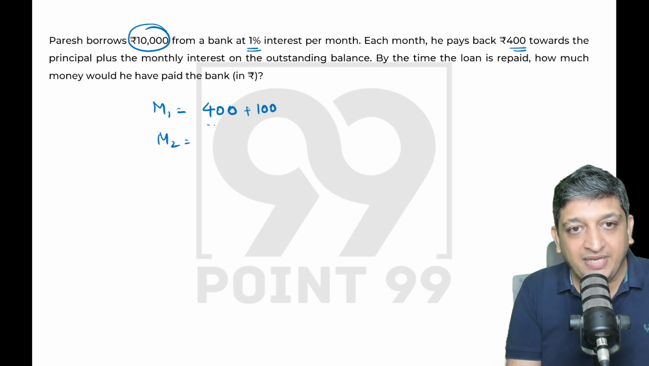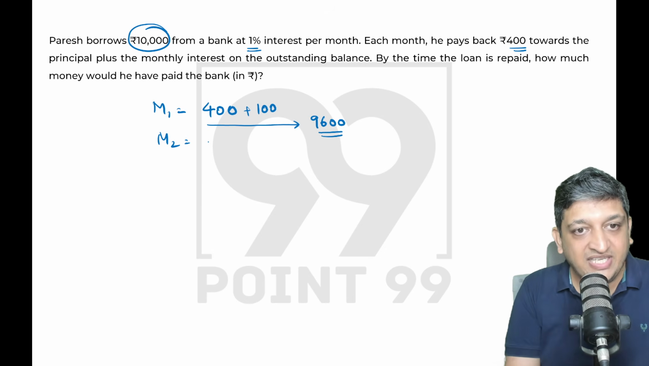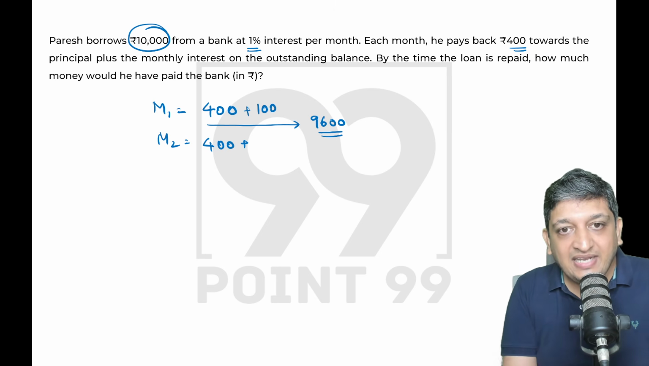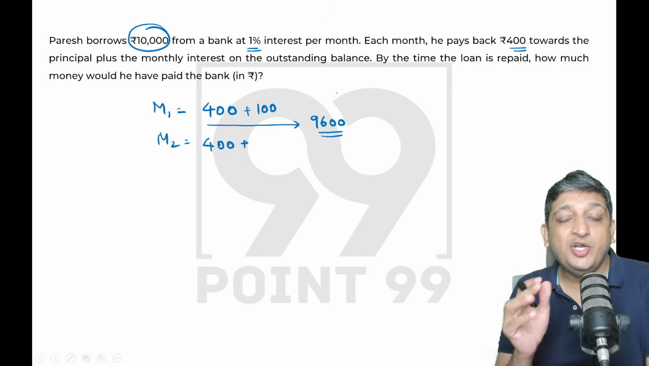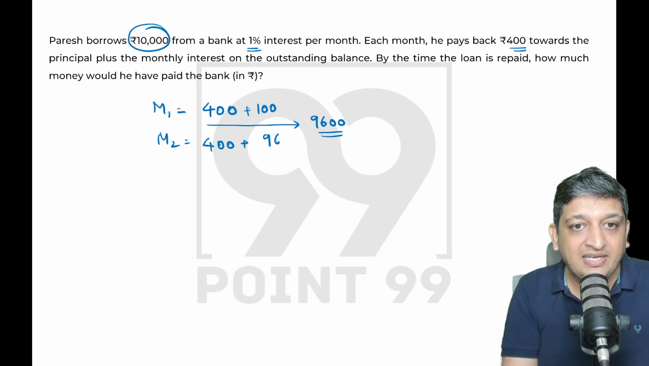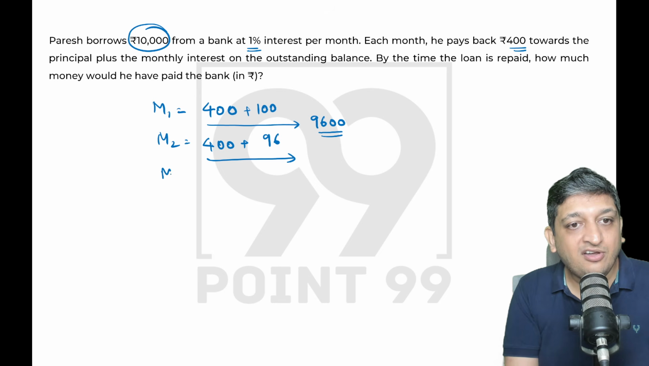After he has paid off 400 rupees, he now owes 9,600 rupees to the bank. So he is again going to pay 400 rupees as a part of the principal, and on 9,600 he is going to pay 1%. So he is going to pay 96 rupees interest.